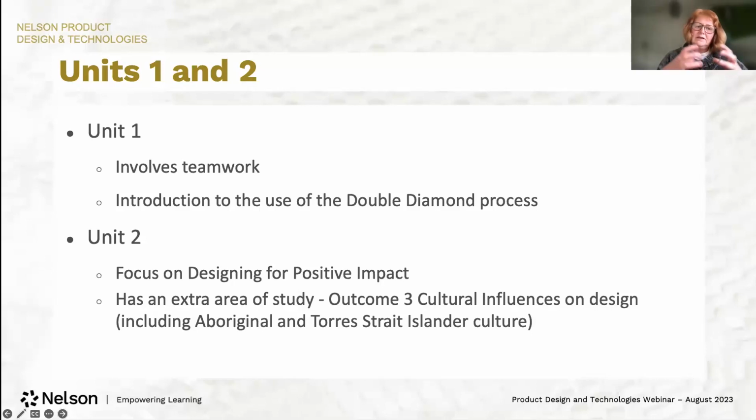There's a lot there, and we want to make sure that those students have the opportunity to learn those fundamentals well during that unit. In Unit 2, there are 3 outcomes, and it's organised slightly differently. The first outcome, the main focus of this unit, is looking at designing for positive impact. That means learning how to make products that make a difference in people's lives.